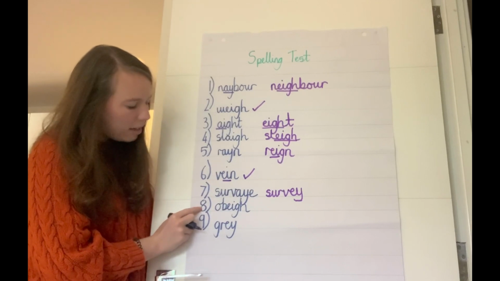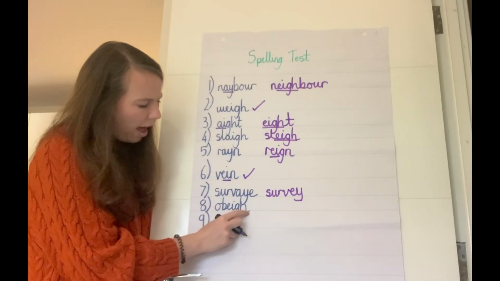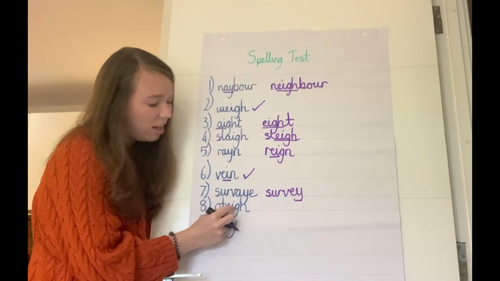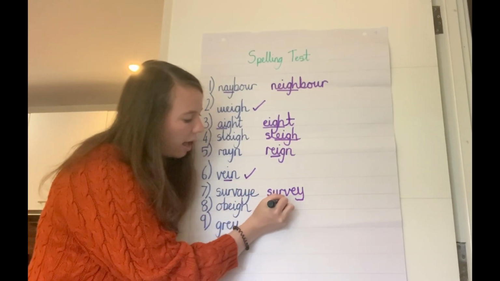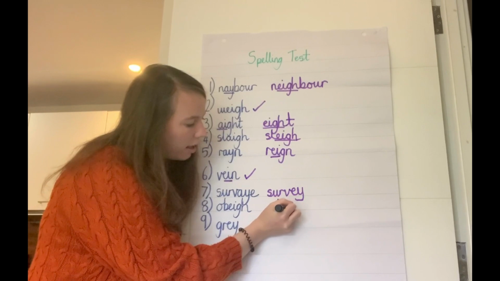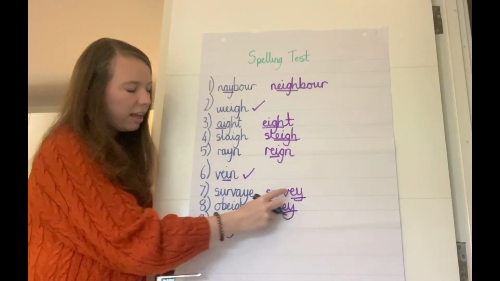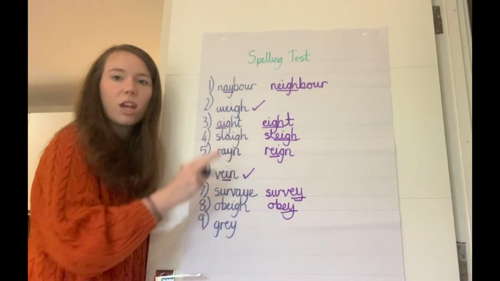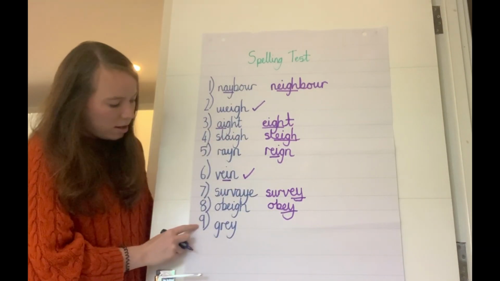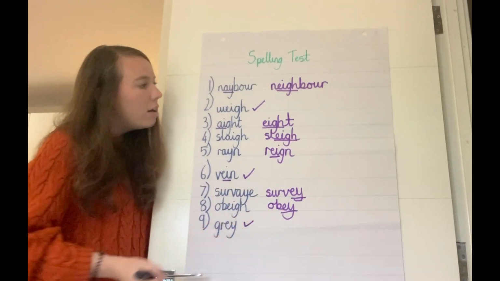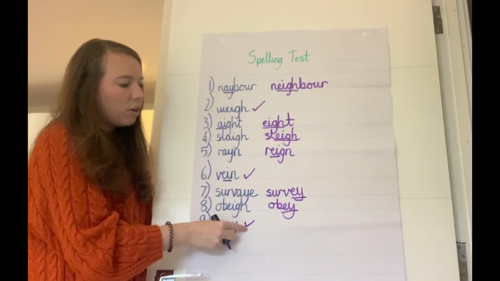Question, spelling number 8, obey. I think I've used the wrong A sound here. I've used E-I-G-H, but for obey, I need O-B-E-Y, just like the E-Y at the end of survey. The E-Y letters come together to make the A digraph. Number 9, grey. Oh, fantastic. I got that one right. So there were the 3 I got correct.